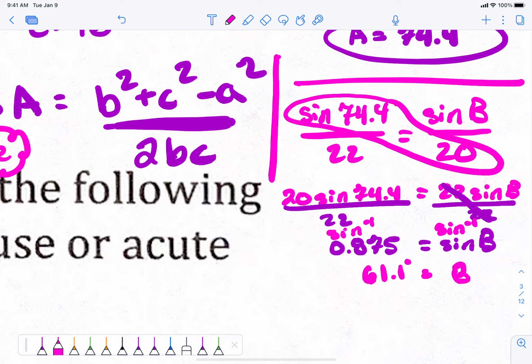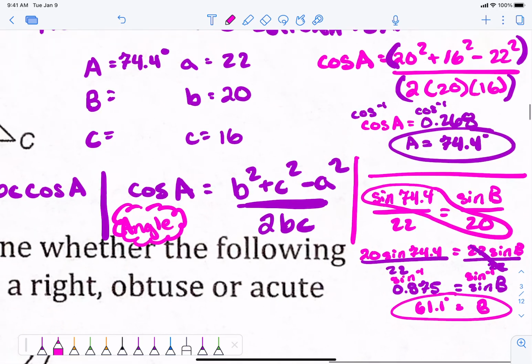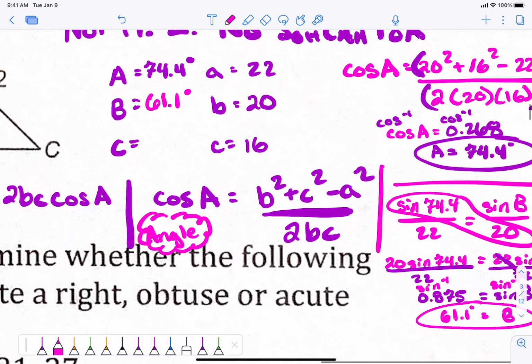61.1 degrees. And then you can just add those up and subtract. Then the easy part: we can just add them up and subtract from 180.